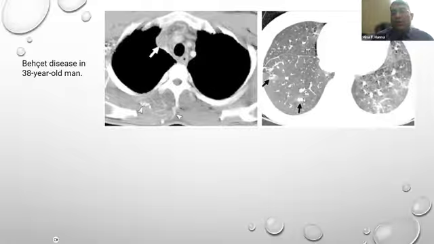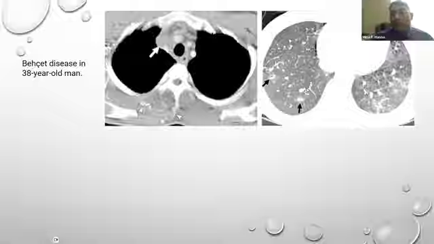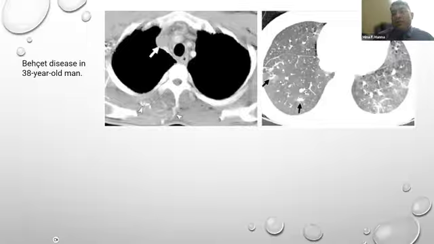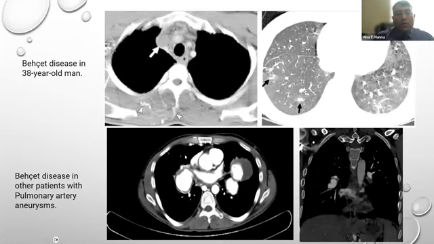You will see multiple thickened nodules. If you open it a little bit, you see it along the artery. So this means the artery is thrombosed, inflamed, and there is ground glass opacity around it. Okay, multiple pulmonary artery aneurysms, and there is thrombosis along the wall. So this is very characteristic, together with the patient's age, to start thinking about Behçet disease.